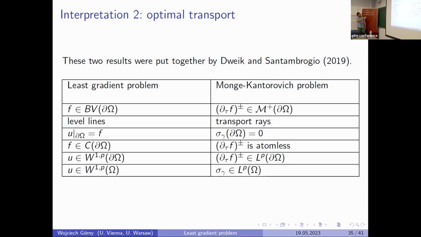And then, well, we have some interpretation of the conditions: that F is continuous means that the corresponding measures are atomless. If U is in W1P, this means that the corresponding measures are in LP on the boundary. And if U is in W1P on omega, this corresponds to the transport density being in LP.